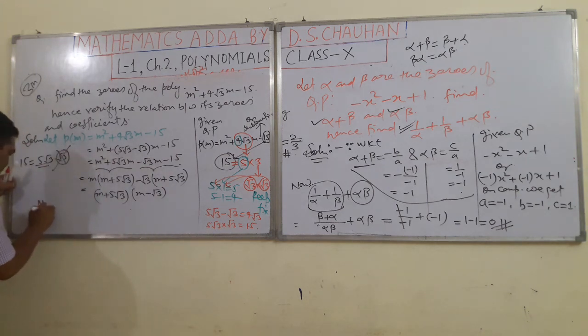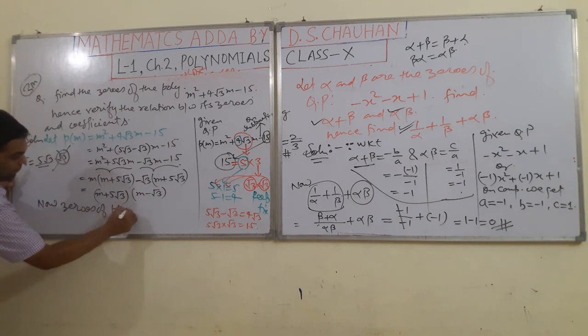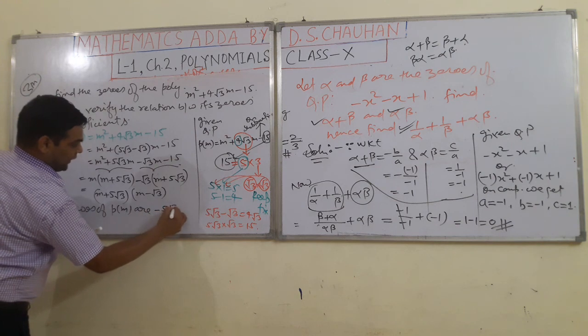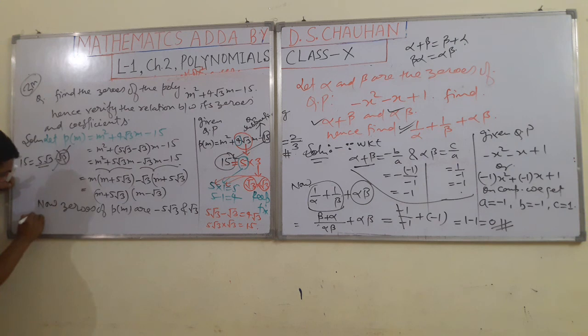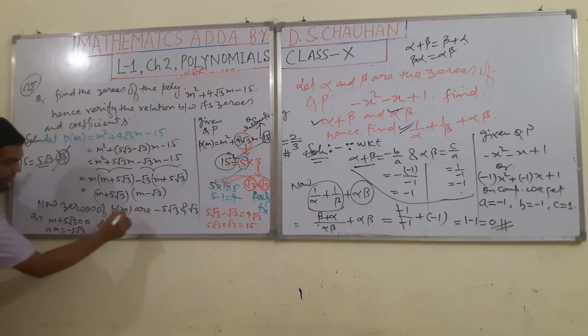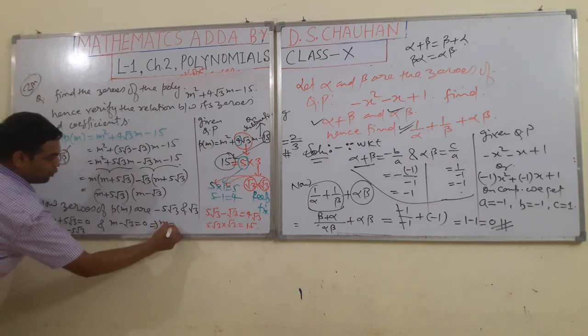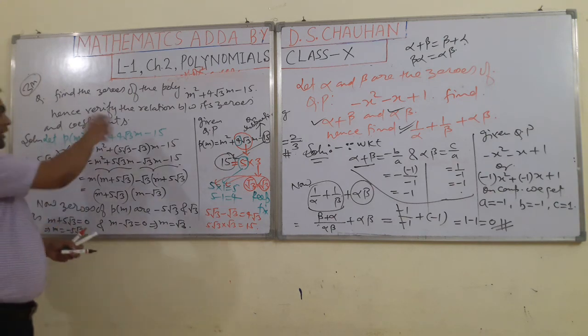Now zeros of P(m) are minus 5 root 3 and root 3, as m plus 5 under root 3 equal to 0 gives you m equal to minus 5 under root 3, and m minus under root 3 equal to 0 gives you m equal to under root 3. In this way, we have two zeros of this quadratic polynomial.